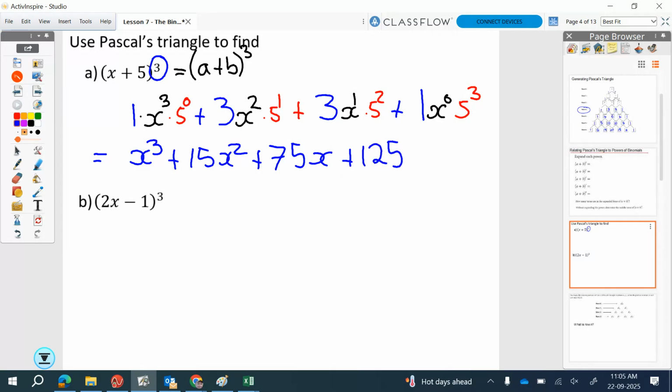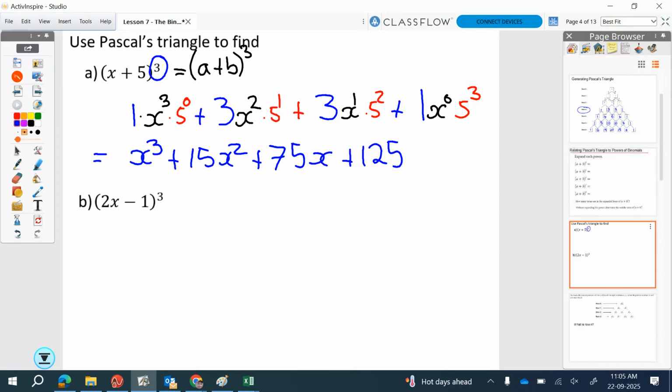obviously 1. Why is the first one 0? Because if you're multiplying by 5 to the power of 0, what is 5 to the 0? Oh yeah, it's 1. We increase the exponent every time for b, the last term in the expression, and we decrease it every time for the first term in the expression.